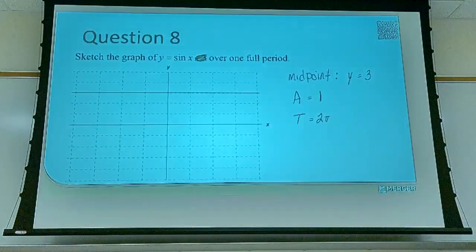Pick an interval. Again, let's go minus pi to pi. There's negative pi. There's pi. Right, so in a sense, kind of draw the points there. Sine is 0 at every multiple of pi.